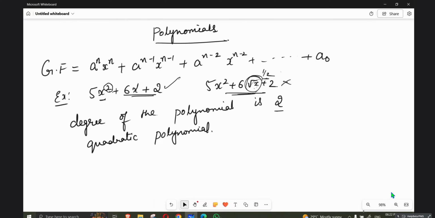So this is what you have in this polynomial. Now first we will try to find the value of the polynomial. That is, if you substitute some value for x, what is its value? We will try to find that. Then we will try to find the zeros of the polynomial.